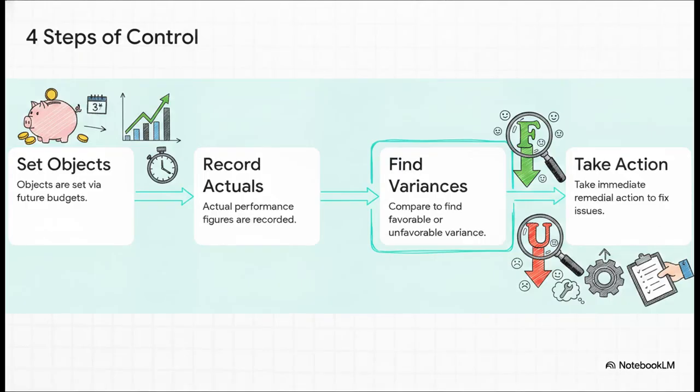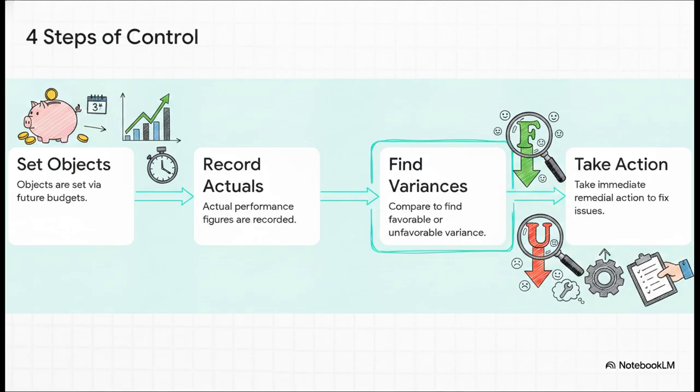All of this builds into an active, continuous feedback loop across 4 crucial steps. First up, you set your objectives via the budgets. Second, you rigorously record the actual figures as they happen. Third, you compare them to find those variances. Managers will usually just slap an F on the report for favorable variances, meaning you hit or beat the goal, and a U for unfavorable variances.